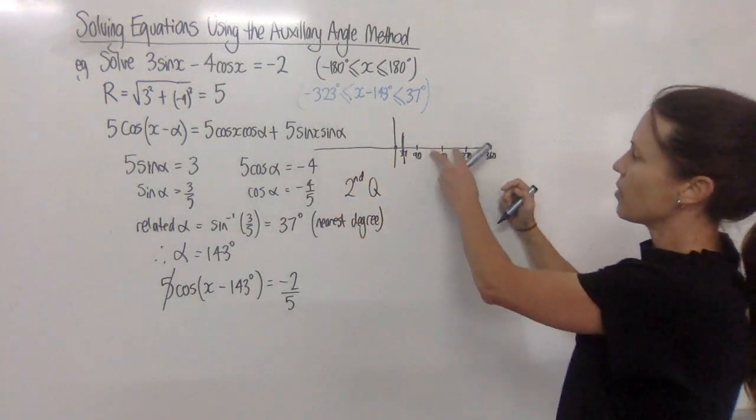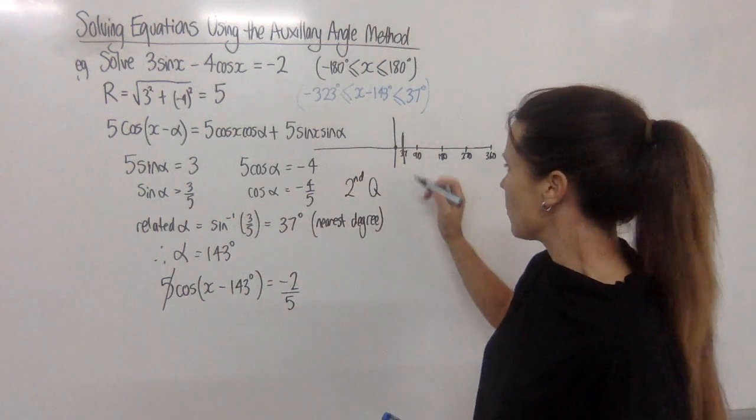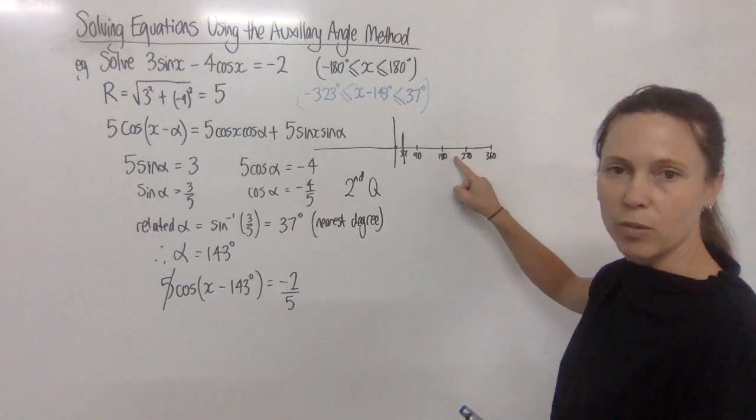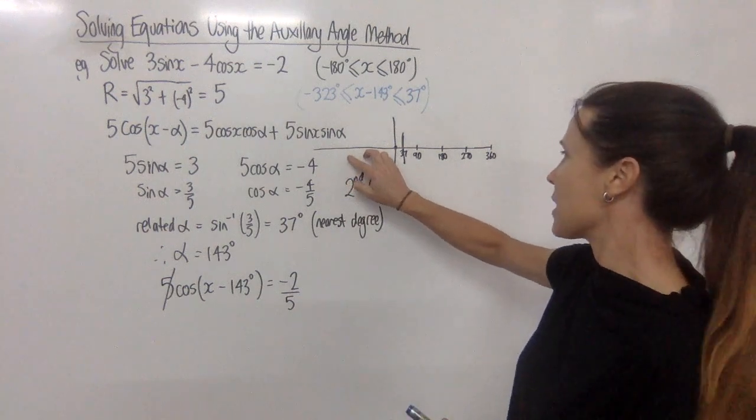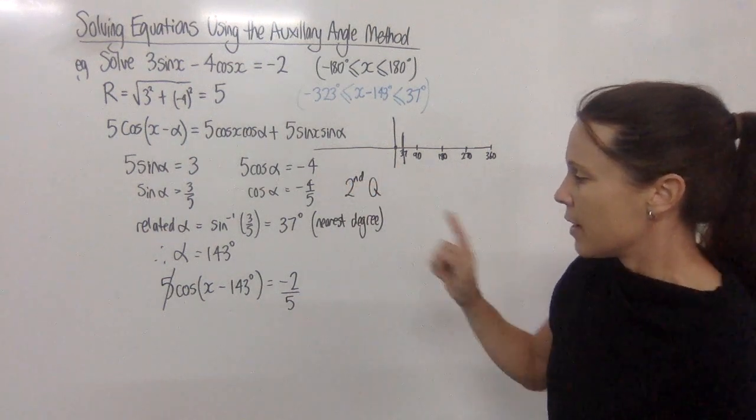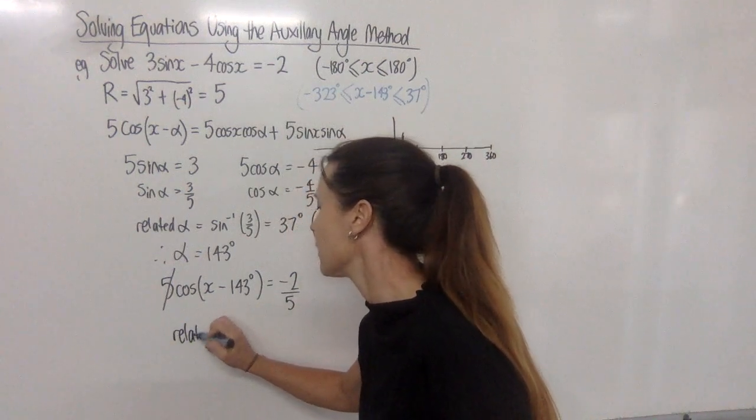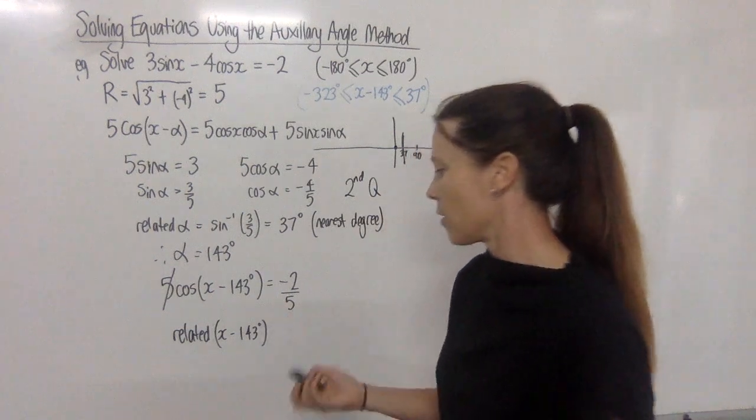So in fact, our second and third quadrant answers need to be right down here. That tells us that we need to find our usual second and third quadrant answers and subtract 360 degrees from them to get the ones that we want. Now, how do we do that? Well, we need to find the related x minus 143 degrees. Now, why is that?